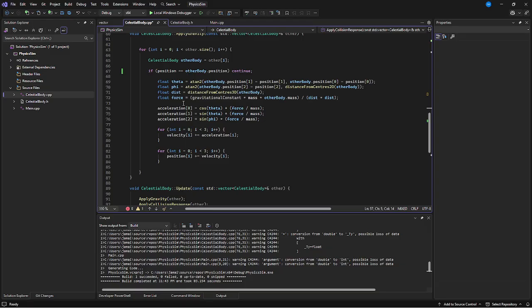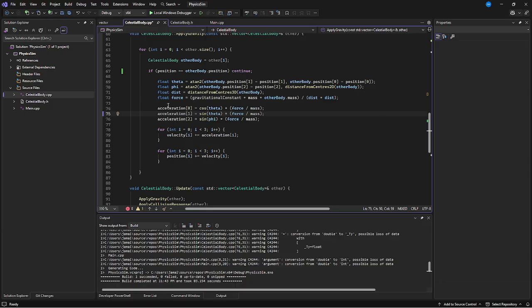Okay, so I define these. I define distance, and I define force. Force is the gravitational constant, 6.67 times 10 to the negative 11th power, times mass, times other mass, over distance squared. It's actually distance between centers, but it's the same thing. I'm doing distance times distance because that's what squaring something does. You multiply it by itself.